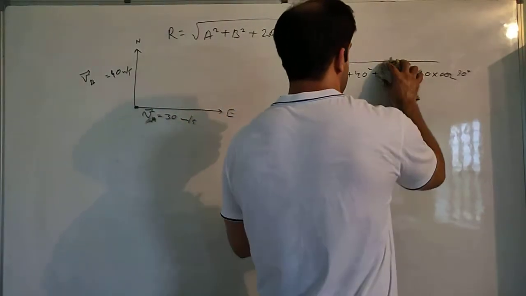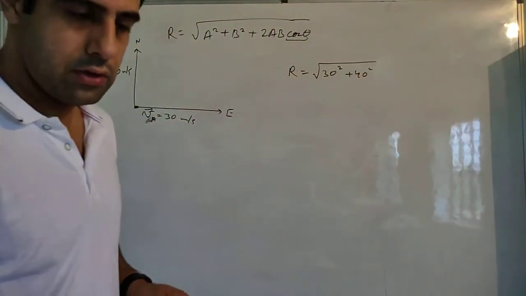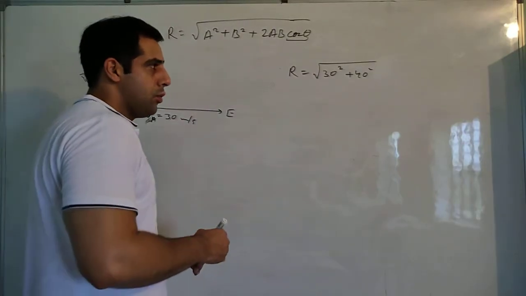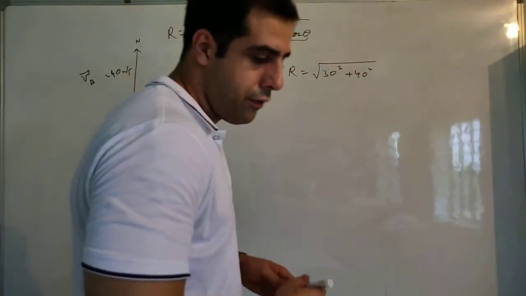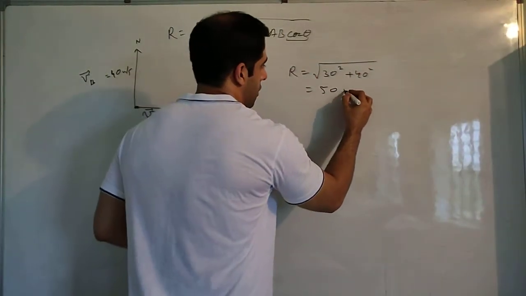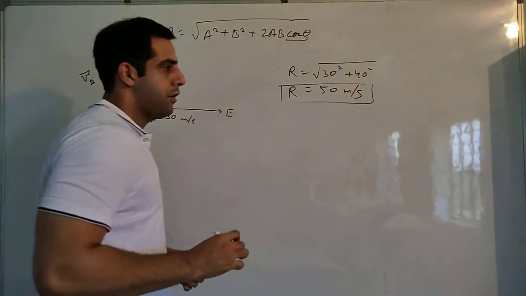If it is 0, then this becomes root of 30 square plus 40 square. You can find it out. This will be 50 meter per second. You can calculate it yourself. So the magnitude of the resultant is 50 meter per second.